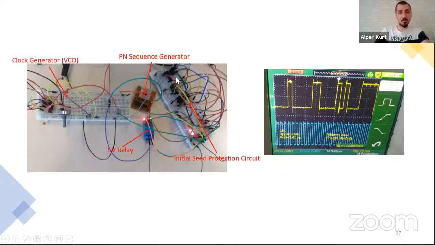And this is the final version of my project. There is a clock generator part, but as I mentioned, this is not a very crucial part. In the paper, it was a timer IC, but I used a VCO in order to get higher frequencies. But again, this can be applied with a signal generator. So this is the PN sequence generator core, and there is an initial protection circuit with a 5-volt relay. And this is the output waveform of the 8-bit PN sequence generator, and it was successfully generated in the lab.